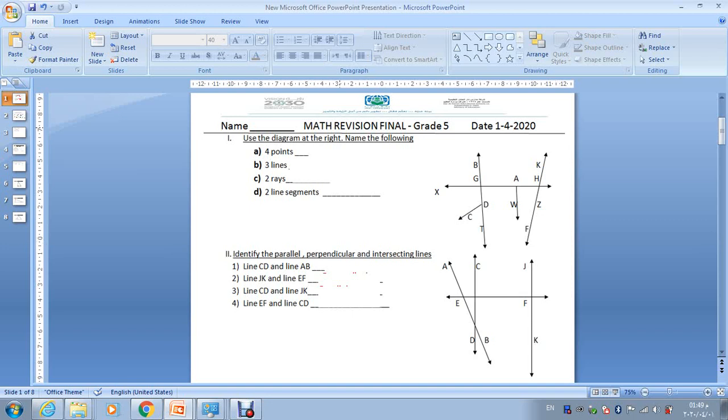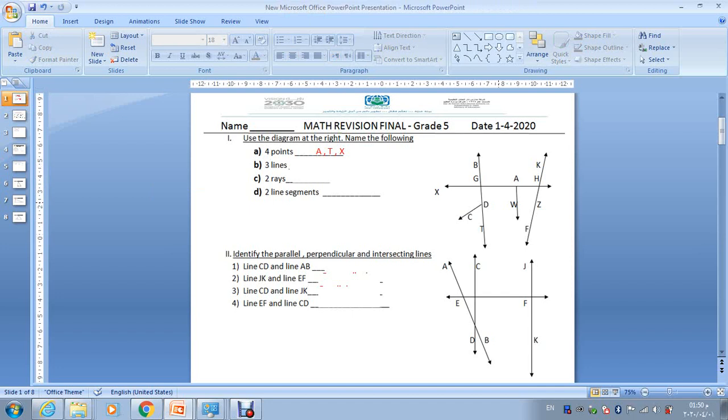Okay, so let's start first here. It asks you to use the diagram at the right in order to answer the following. So it asks you to name 4 points. We have a lot of points here, as you can see: B, G, X, C, D, T, A. Any point you wish, just name them. I have already posted an answer here for you. Okay, A, T, and X.